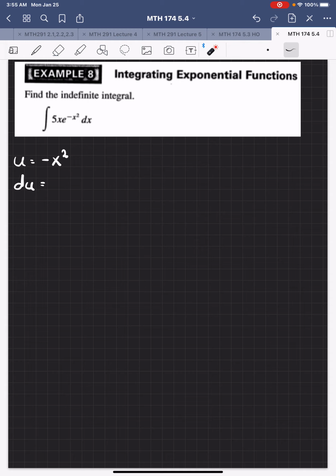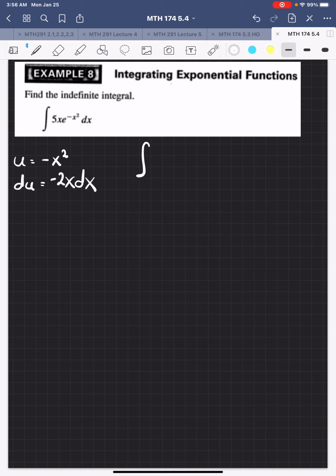Well, if we begin with allowing u to equal negative x squared, let's go ahead and write du right now, right? So instantly du, the derivative of u, would be negative 2x dx. Okay, so let's see what this looks like. So if I were to plug a u in for the negative x squared, let me see if I have enough information to insert a du.